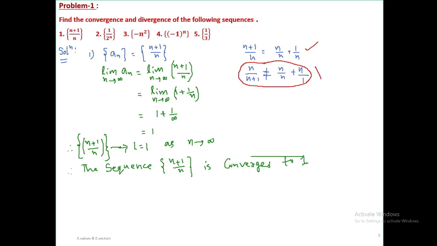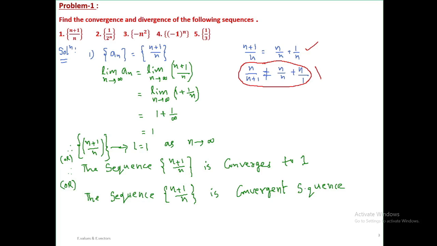All these are similar. Converges to 1. Or you can write like this: the sequence converges. That is the convergence of a sequence. So similarly, the second problem, 1 upon 2 raised n.